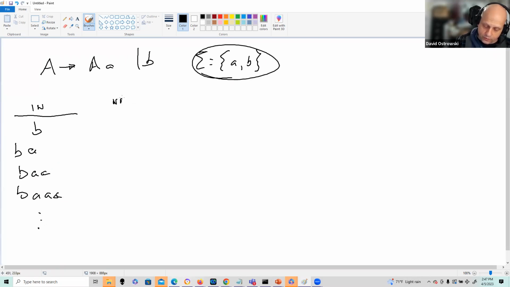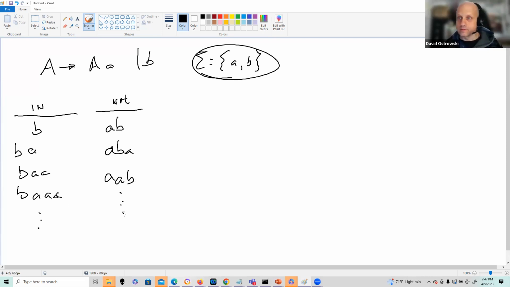What would correspondingly not be in my language is any combination of AB or ABA or AAB, so on and so forth. Let's prove it to ourselves. Let's exercise the derivations of this one rule grammar.